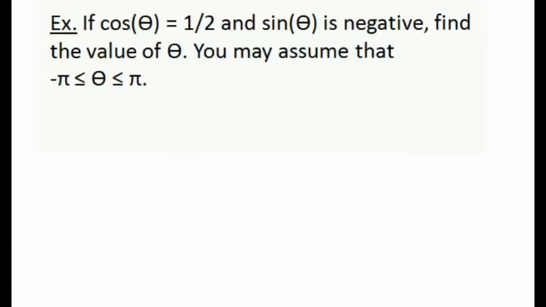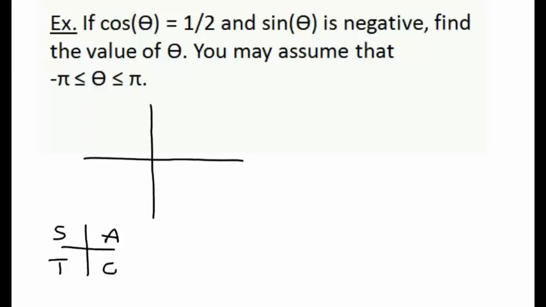In this last example, we know that cosine of theta is equal to 1/2, and that sine of theta is negative. What we'd like to do is find the value of theta. So let's begin by considering the CAST rule. We would like to figure out in which quadrant our angle theta is going to be in. So let's first use the fact that sine is negative. That's going to remove these two quadrants because in these two quadrants we know that sine is positive. We also know that our ratio for cosine is positive, so that's going to cancel out this quadrant as well, because in that quadrant cosine would be negative. So there's only one possibility here for our quadrant that we're in.